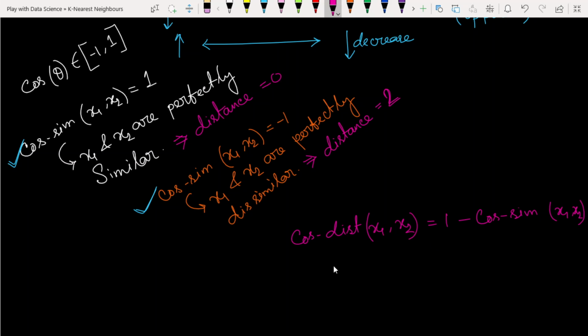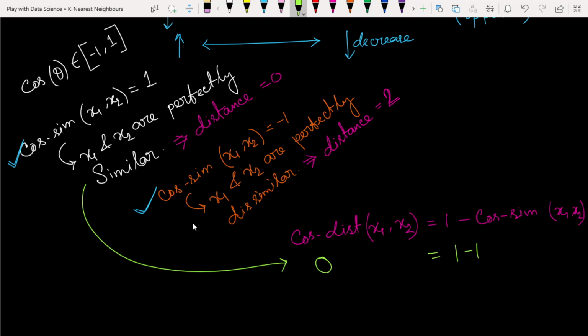Okay, so simple first. Let's see. If our x1 and x2 are perfectly similar, then what will be the value? Cosine similarity is 1, so 1 minus 1. What will be the cosine distance value? In such cases, our cosine distance will be 0. Cosine distance will be 0 if it is perfectly similar.